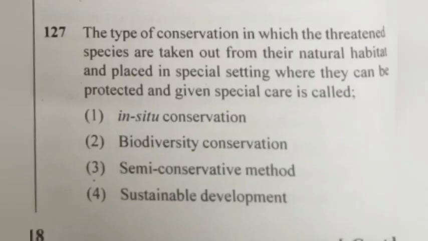127. The type of conservation in which the threatened species are taken out from their natural habitat and placed in special settings where they can be protected and given special care is called 1. In situ conservation, 2. Biodiversity conservation, 3. Semi-conservative method, 4. Sustainable development. Answer 2. Biodiversity conservation.